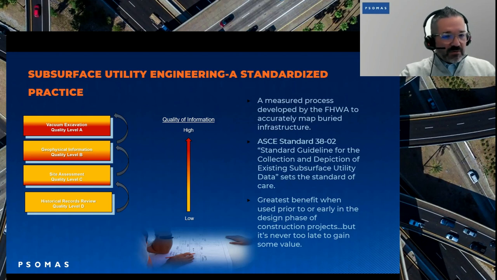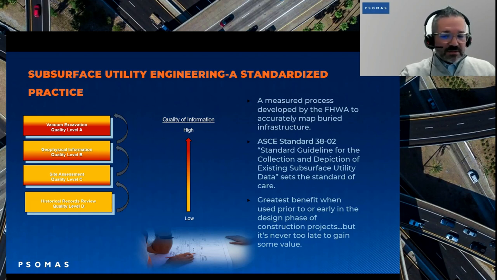So you have a positive location in quality level A. You have the geophysical information, which is use of GPR, electromagnetic. You have the magnetic devices. You have sonic. So you have all these different devices that can give you a location, but still, it's not as accurate as looking at it. You still have some error introduced by these pieces of equipment.